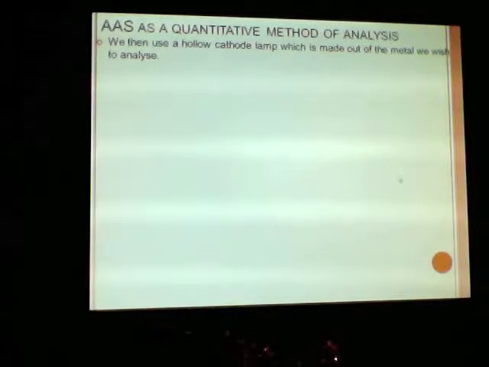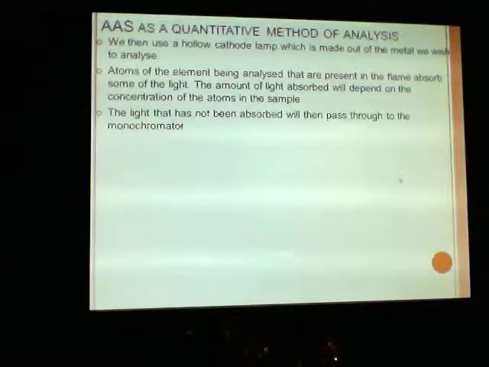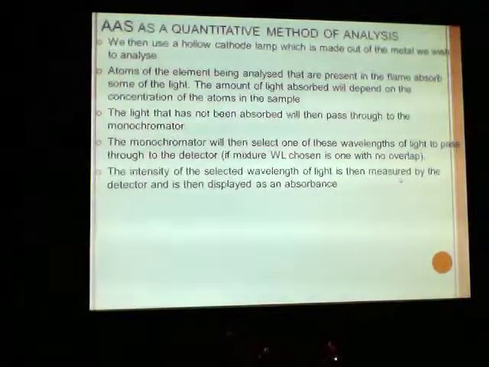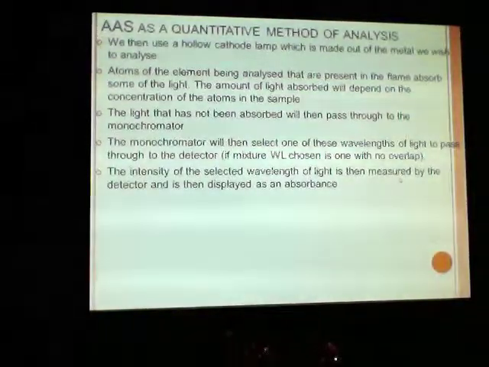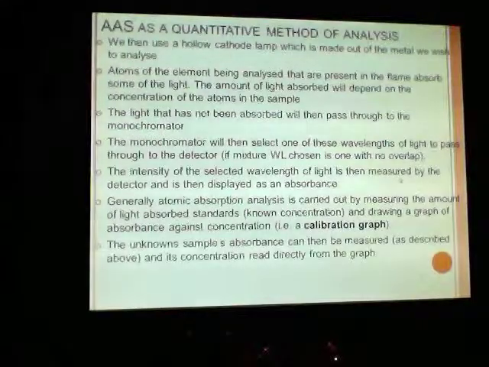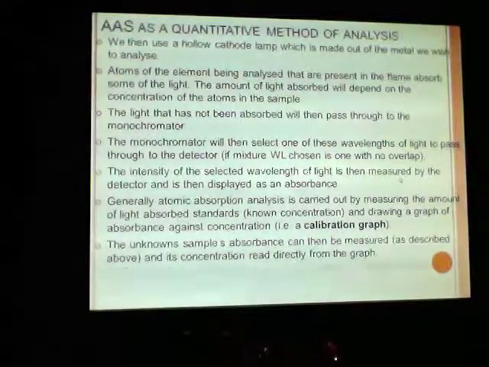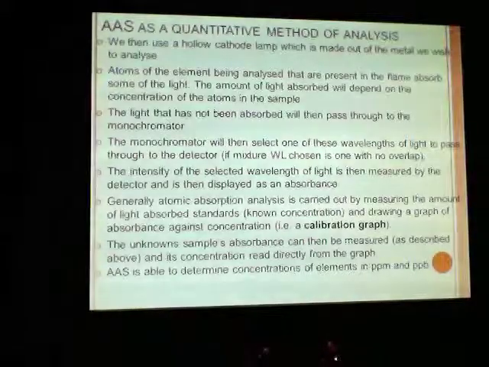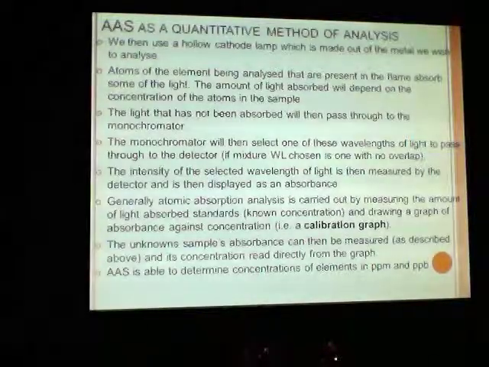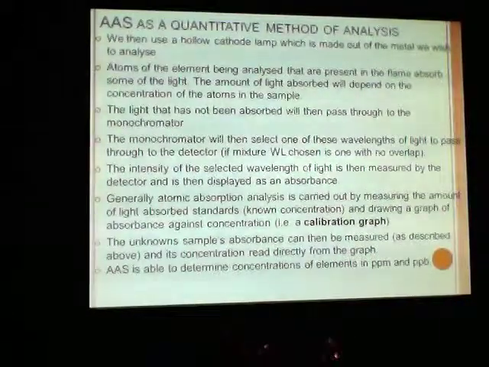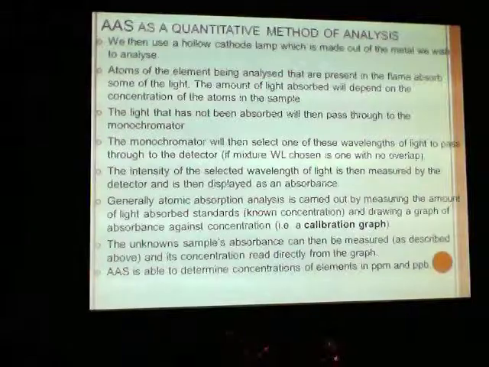Okay, we use a hollow cathode lamp, as we said. The intensity of the selected light will then be measured by the detector. We can create a calibration graph, and we have our unknown sample. The sensitivity of atomic absorption spectroscopy is in parts per million or parts per billion.